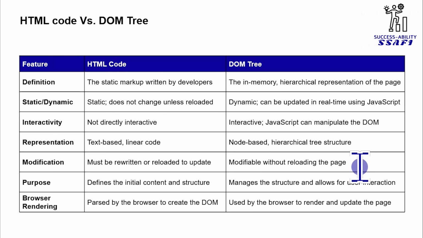If some of you are aware of Ajax calls, a lot of JavaScript changes do not require a full page reload, which is awesome because you are saving on server calls, client calls, etc. The DOM tree manages the structure and allows for user interaction, used by the browser to render and update the page content. So HTML documents are parsed by the browser to create the DOM, but when we have a DOM tree, it is used by the browser to render and update page content if required.